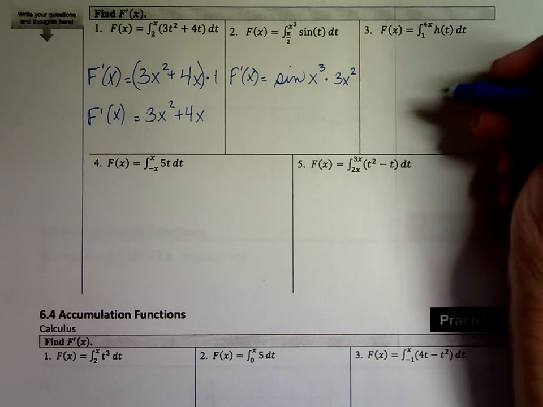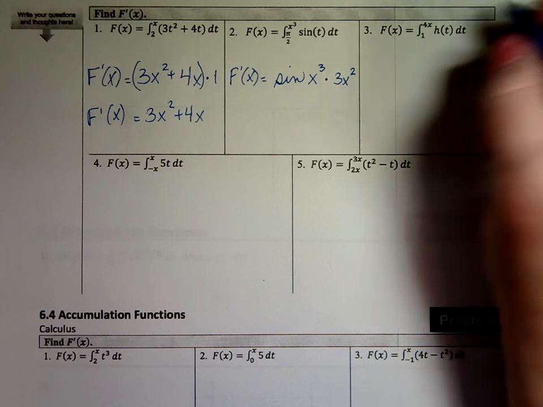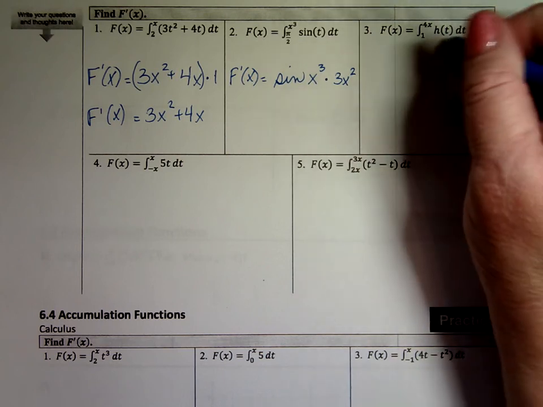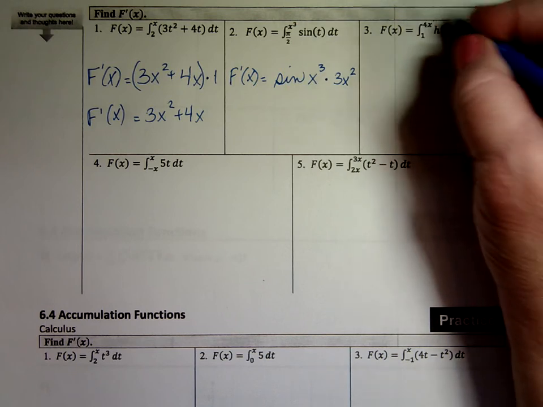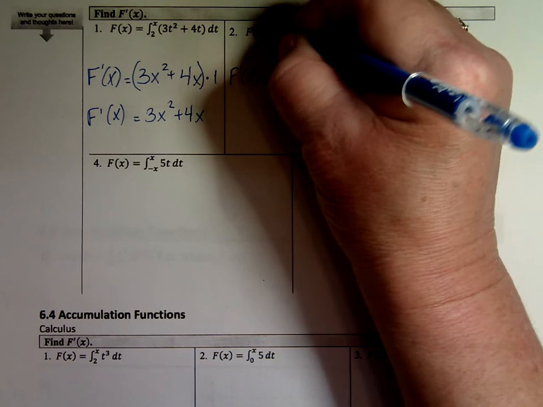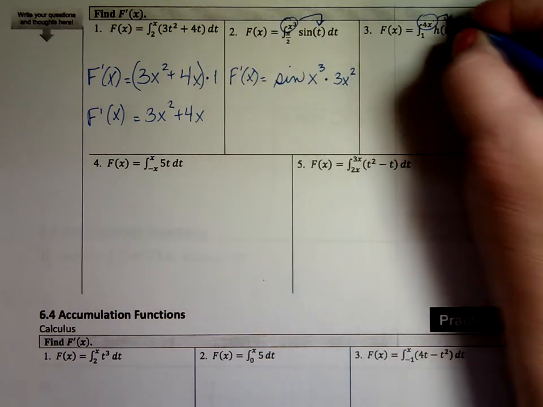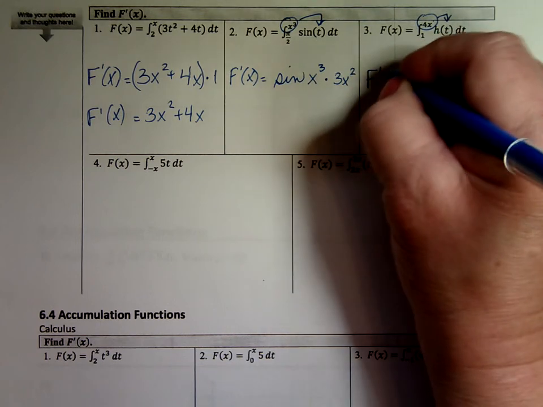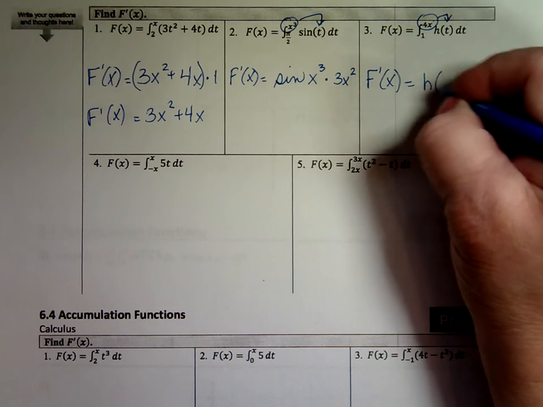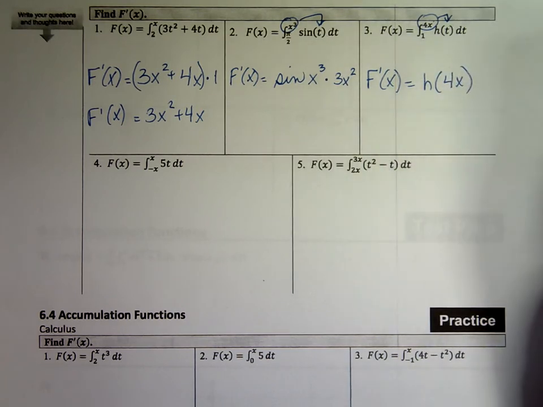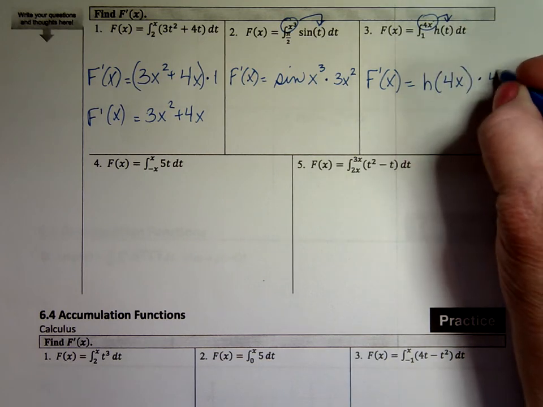You could put it with the 3x squared in the front. It doesn't really matter. That's your deal. This one, they don't even give me a function. It's just an h of t. So you put the 4x in for the t. I want to circle that and say, plug it in right there. So my capital F of x this time is going to be h of 4x times the derivative of what that bound is. So times 4.